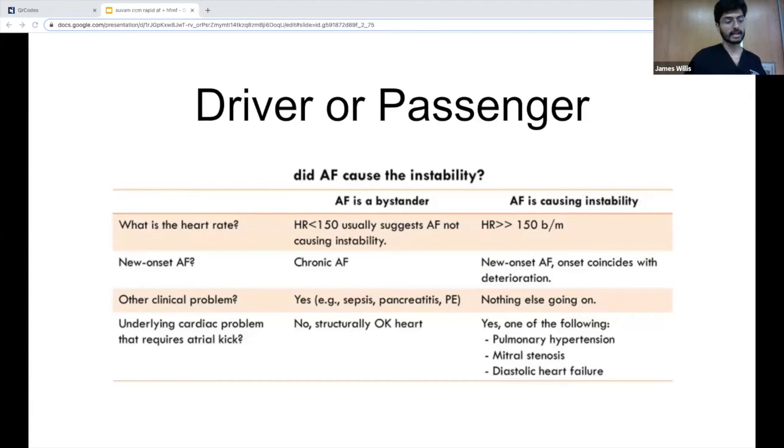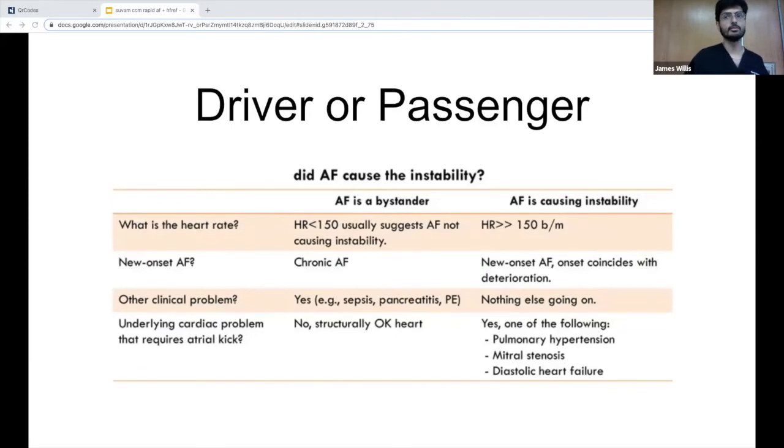And then lastly, if they have any other underlying cardiac problems. This part's a little bit difficult because a lot of our patients don't have that prior echo. They're coming in for the first time to see a doctor in decades, maybe the first time in their life. And so you can't really say that they have a structurally okay heart, but if you do have prior echoes that demonstrate this person has pulmonary hypertension, they have mitral stenosis, they have significant aortic stenosis.